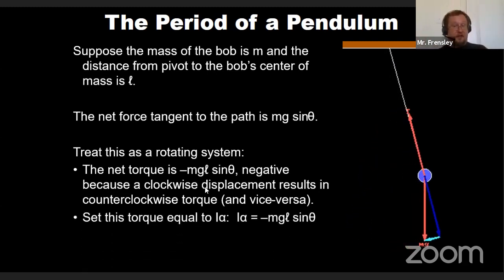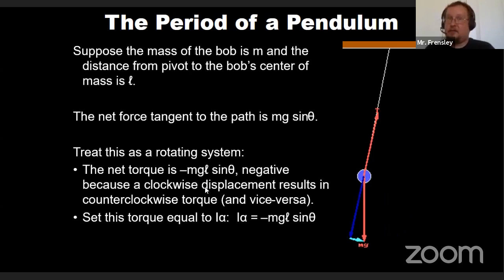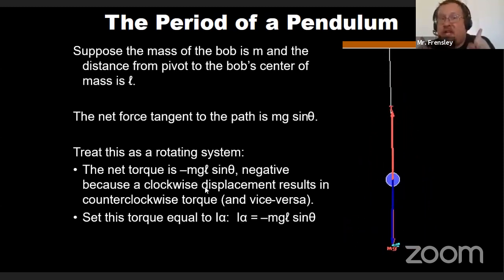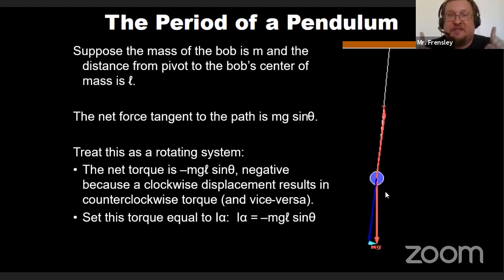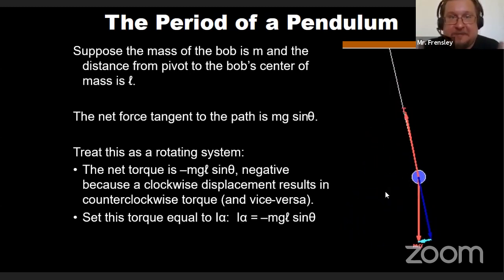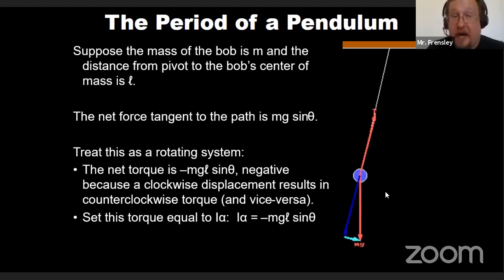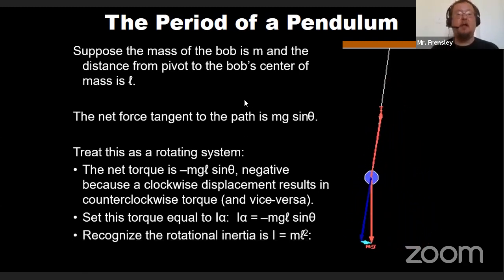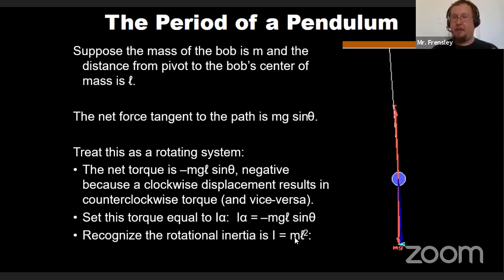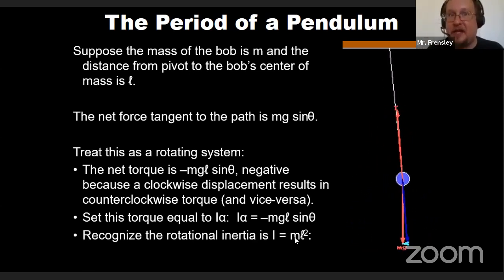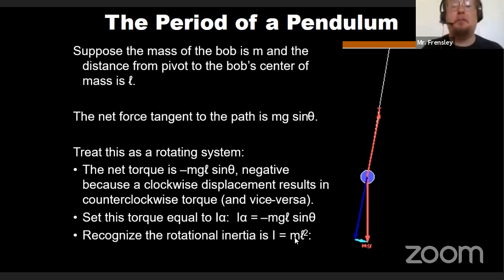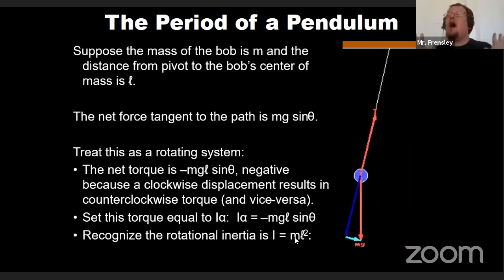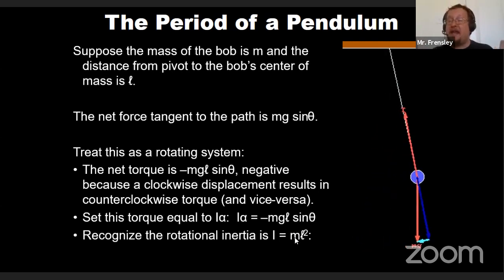Now I'm going to set that torque equal to I times alpha, because that's what torque equals. But what's the I of this situation? What's the rotational inertia when all of your atoms are the same distance from the pivot? That's right. It's just mass times length squared. There's no other weird constant in front. So the rotational inertia is just ml squared. That's what makes the simple pendulum simple, because all the mass is the same distance from the pivot. I equals ml squared.